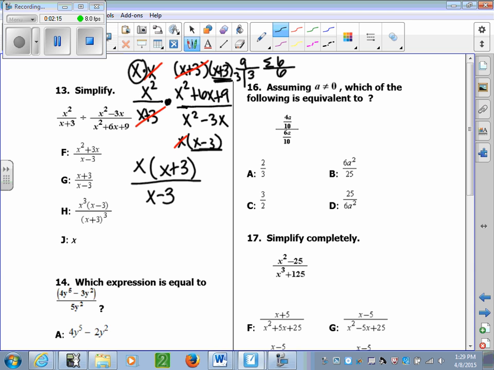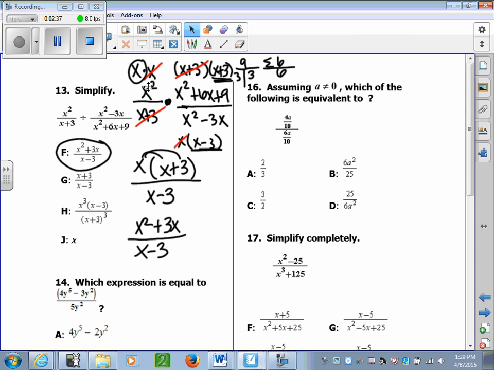So I'm going to go ahead and get rid of these parentheses and see if then I have an answer that matches. To get rid of the parentheses, I need to distribute this x in. So x times x gives me an x squared. X times a 3 gives me a plus 3x, all over x minus 3. And now, sure enough, I can see my answer very clearly is F.